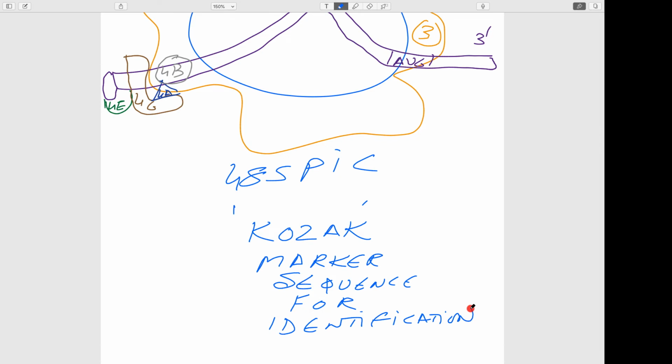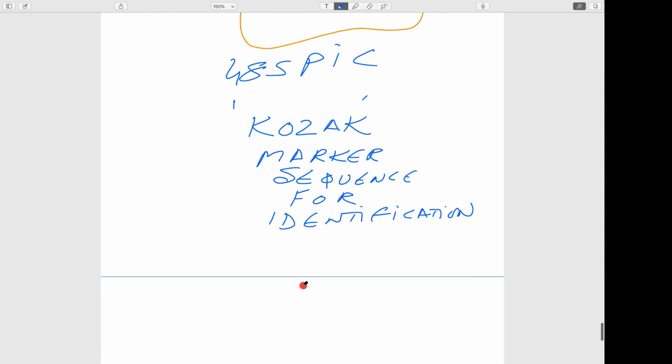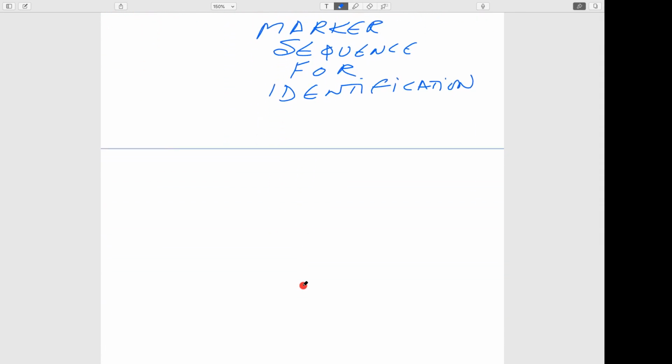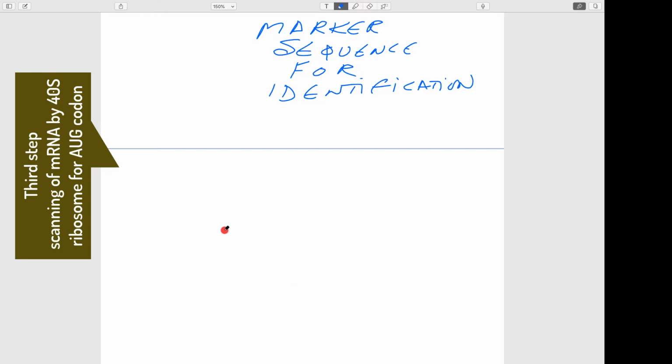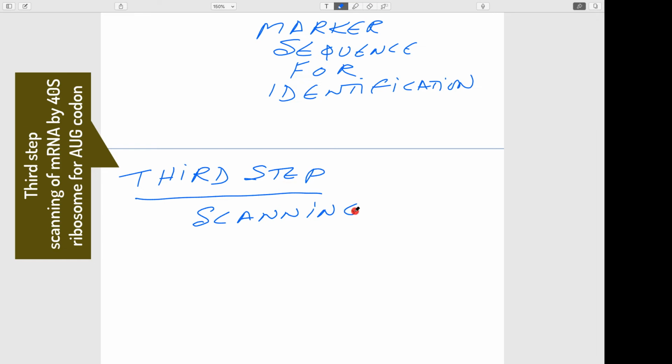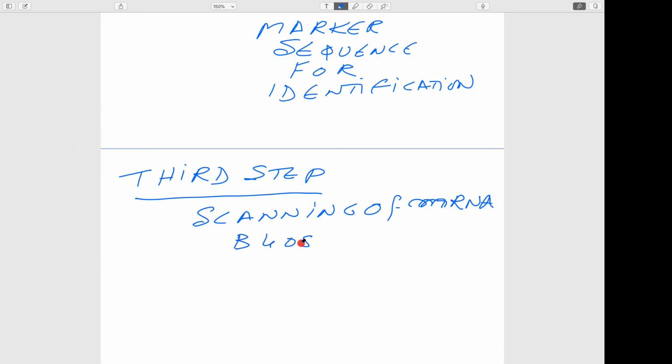Okay, then when you talk about this particular aspect, let us go to the third step. What is happening in the third step? In the third step, the scanning of messenger RNA by 40S. Why is scanning taking place? To find out the initiator codon.